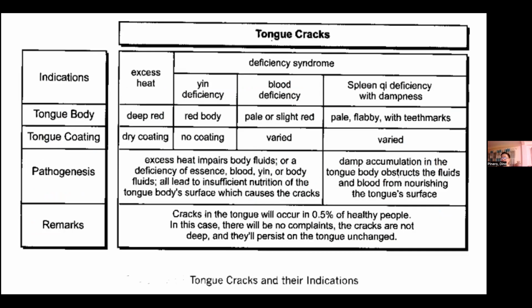So dito naman sa indication may excess heat, ang tongue body is deep red and yung tongue coating is a dry coating. Sa deficiency syndrome naman, sa yin deficiency, ang tongue body niya is red body and yung tongue coating is no coating. Sa blood deficiency, ang tongue body is pale or slight red. Ang tongue coating is varied. While sa spleen qi deficiency with dampness, ang tongue body is pale, flabby with teeth marks. Ang tongue coating is varied.